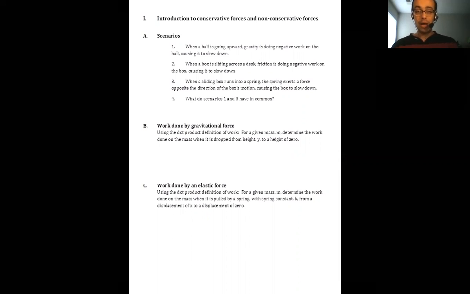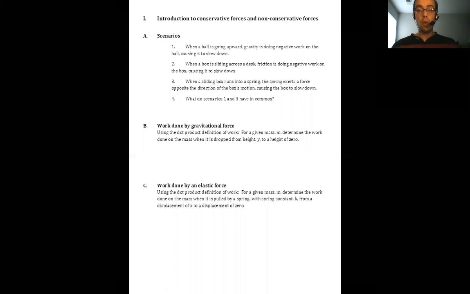When a ball is going upward in scenario 1, gravity is doing negative work on the ball, causing it to slow down. Scenario 2, when a box is sliding across a desk, friction is doing negative work on the box, which causes it to slow down. And third, when a sliding box runs into a spring, the spring exerts a force opposite the direction of the box's motion, causing the box to slow down.